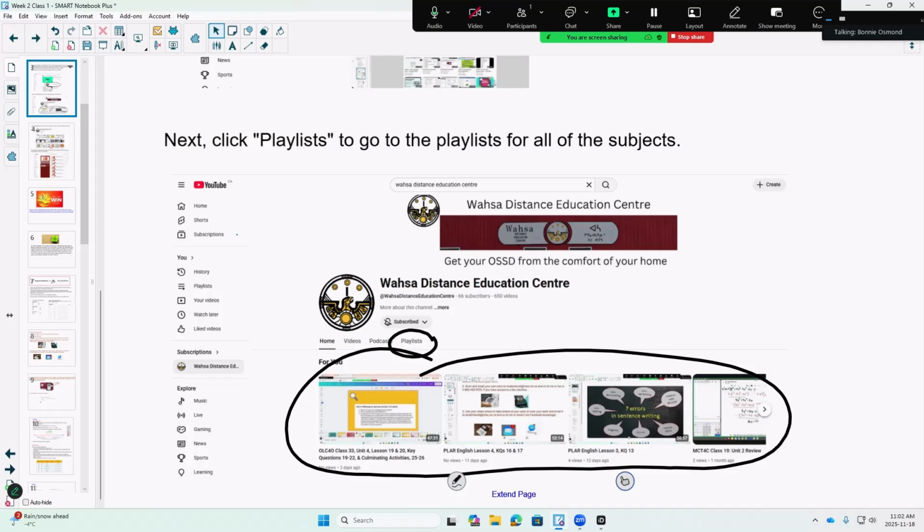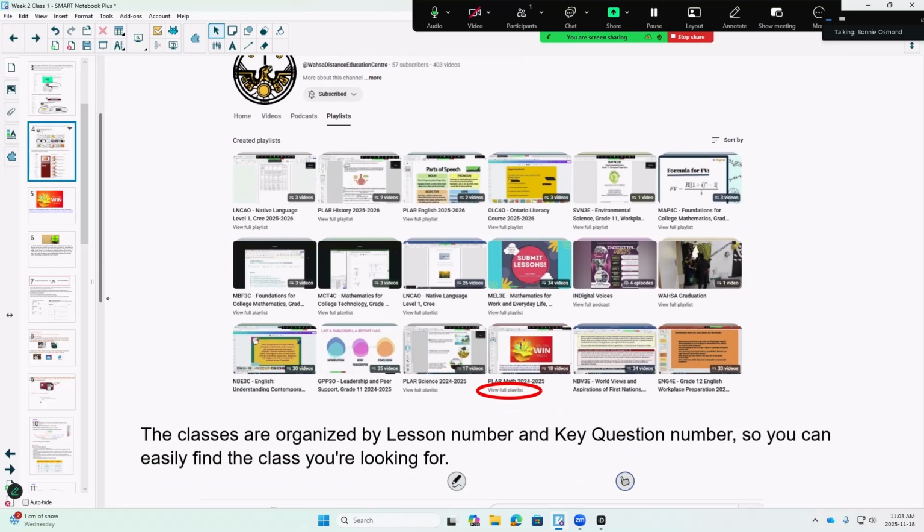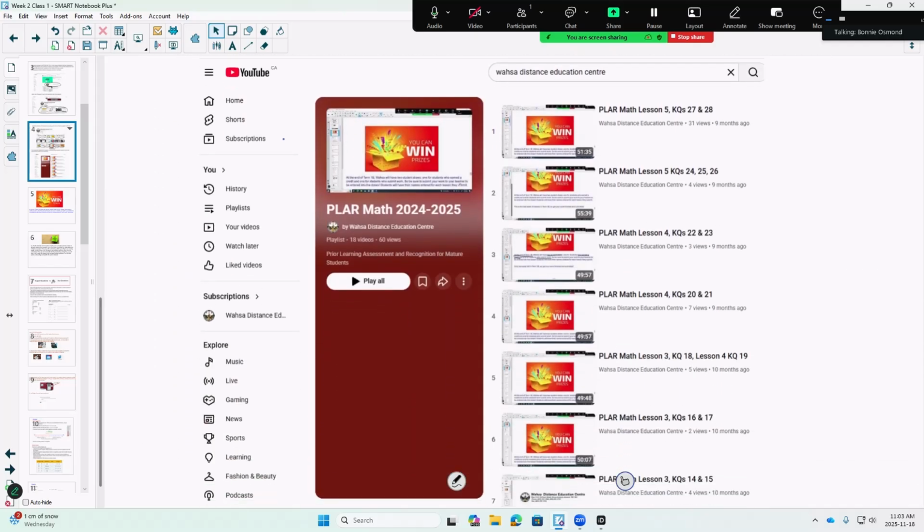Click on playlists. Once you do that, you will find playlists for all of the courses that WASA has offered basically since last year. So look through the playlist for the course that you're doing. So for example, the PLAR Math, it's down here right now, but when you actually go to YouTube, it could be somewhere else in the list. So take a look around for it. Then click on View Full Playlist, and then you will get the list of PLAR Math classes from 2024-2025.